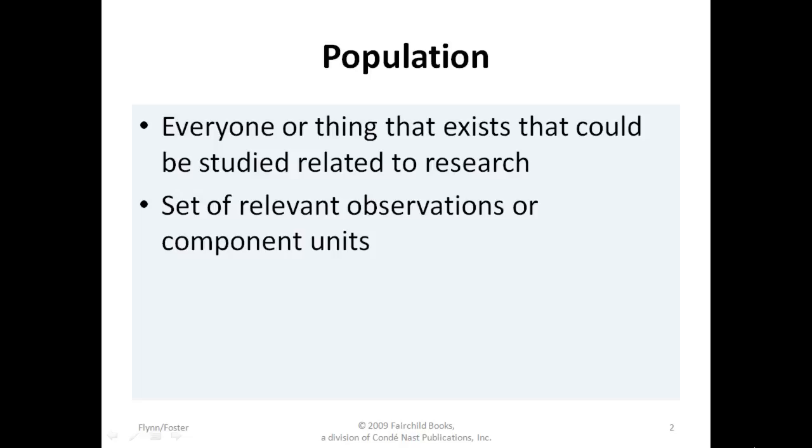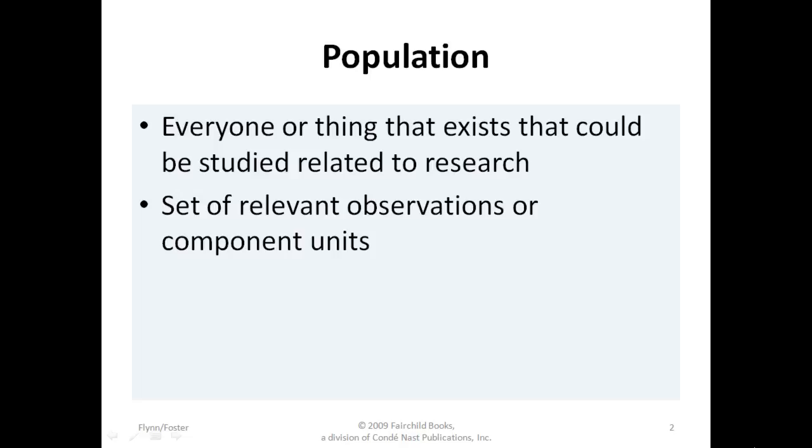So first, we're going to look at population. Population is everyone or thing that exists that could be studied related to research. If we say the population of Lubbock, we're talking about every single person in Lubbock. If we do a survey, we cannot get everyone in Lubbock to respond to our survey. So we will not survey the population, we will survey a sample of the population.